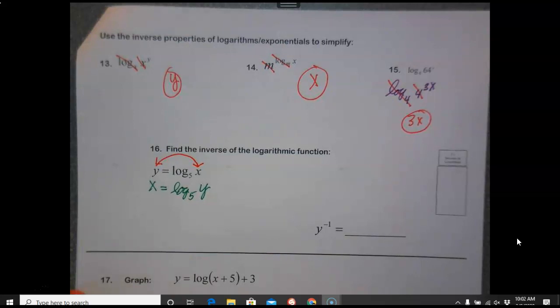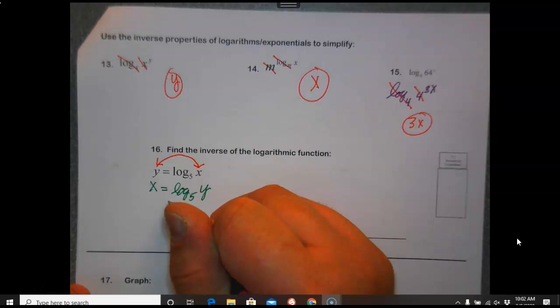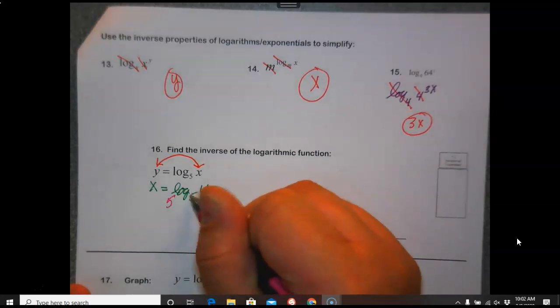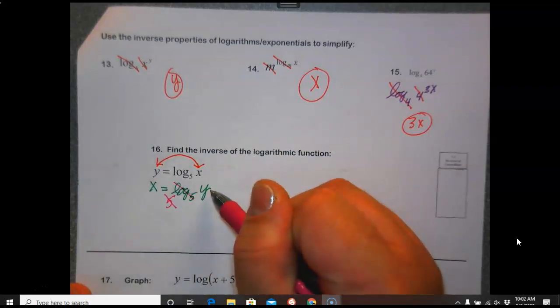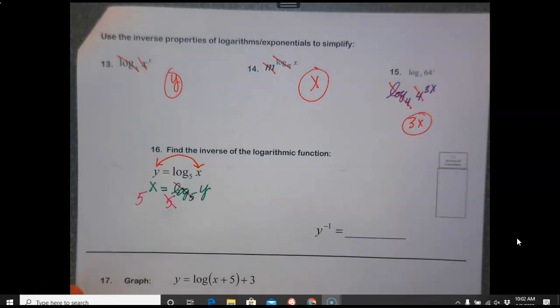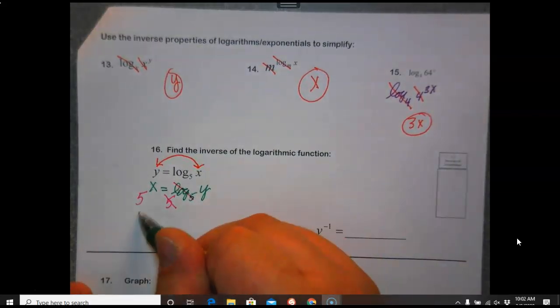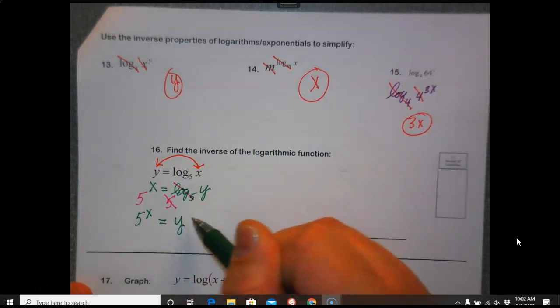Well, I need that exponent, the base 5, and use that log base 5 as an exponent. They cancel out. I get my y. Don't forget, whatever I do to one side, I have to do to the other. So I get 5 to the x equals my y, and that's the end.